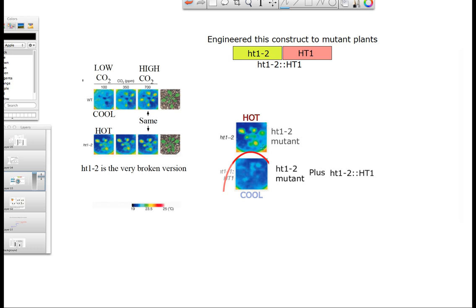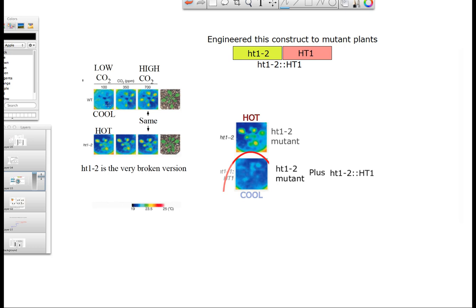Here's another picture of the mutant, same picture. Now here is a picture under those same conditions of what happens to a mutant plant into which you add this construct, this hybrid between a regulatory region from the broken allele and the coding region from a wild-type allele. And look what it does. It doesn't look like the mutant phenotype anymore. It looks now like the wild-type phenotype.